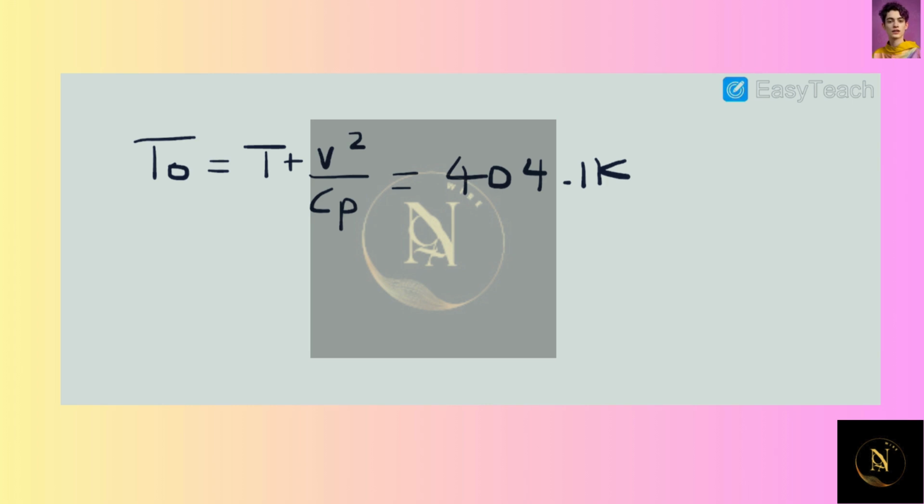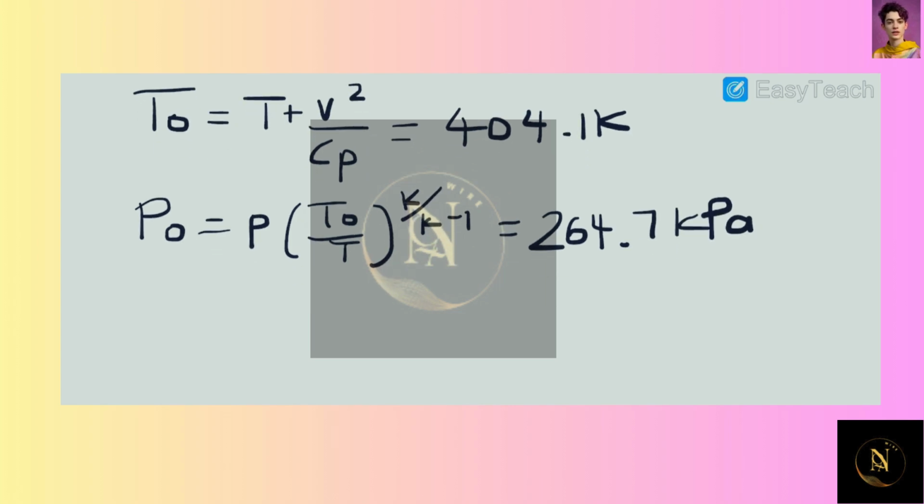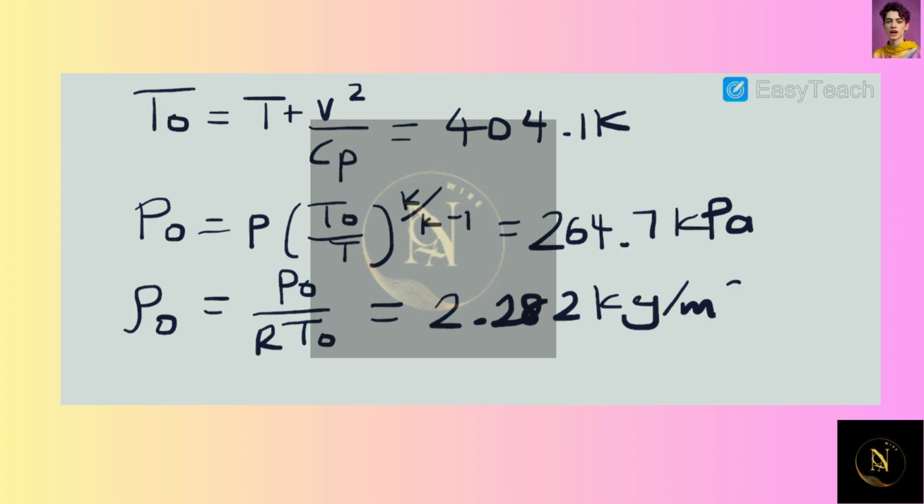Next, we're going to do the same thing and solve for the stagnation pressure. So we know that P0 is equal to P times T0 over T raised to the K over K minus 1. And this is an isentropic flow relation, and what this gives us is a stagnation pressure equal to 264.7 kPa. And next, what we're going to do is solve for the stagnation density of air. So we can say that rho 0 is equal to P0 over RT0, and this is just using the ideal gas law. And this gives us a rho 0 equal to 2.282 kilograms per cubic meter.